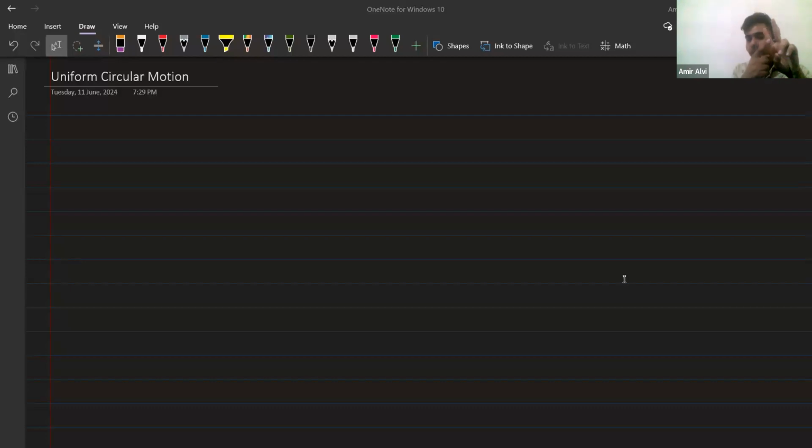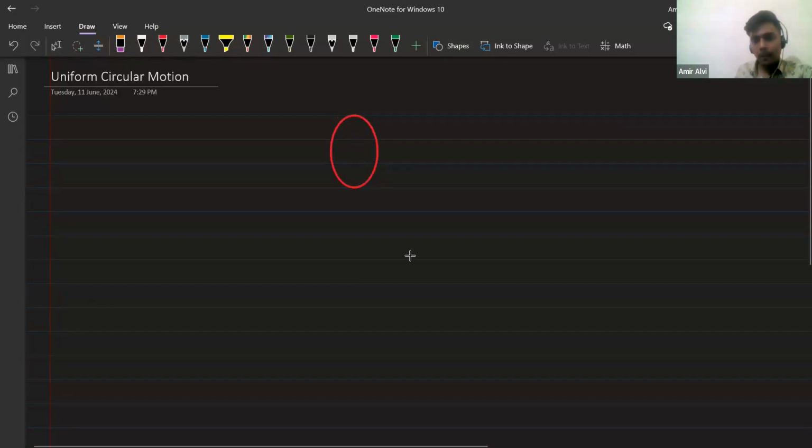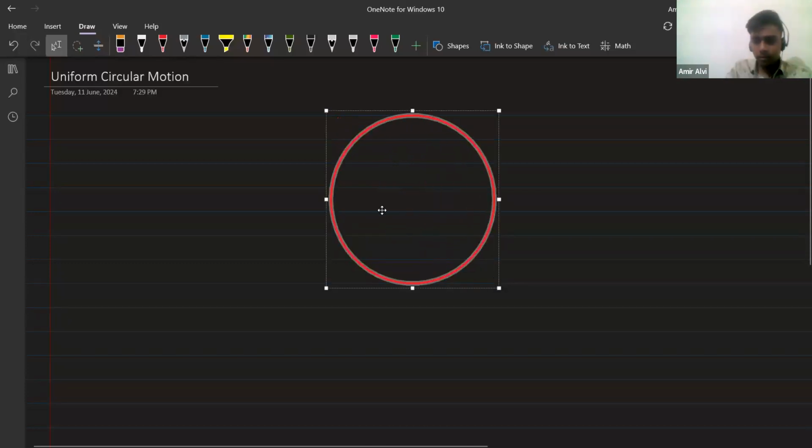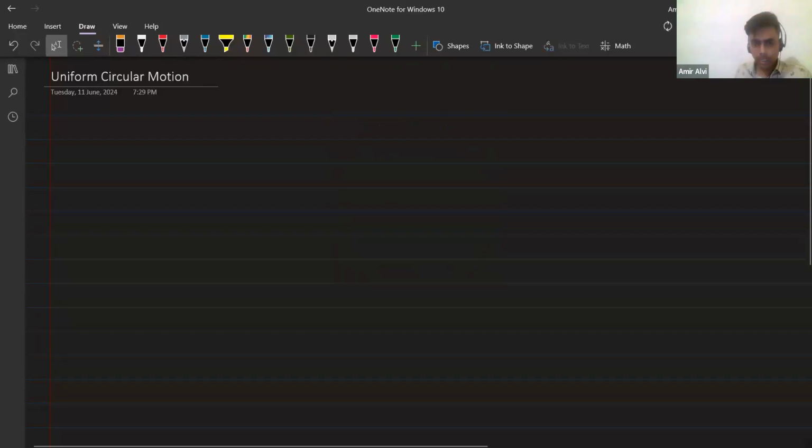Okay, so the only possibilities are either the speed is changing or the direction is changing, or the third case is that both the things are changing. In the uniform circular motion, the speed remains constant. The thing is that the direction changes. Okay, so let me tell you. Let me show it with the figure. Okay, this is the figure.